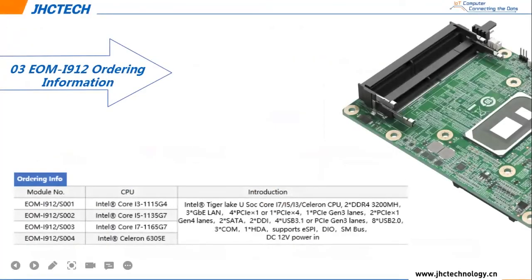The last one is order information. There are 4 models: i3, i5, i7, and Celeron. Different models come with different processors.